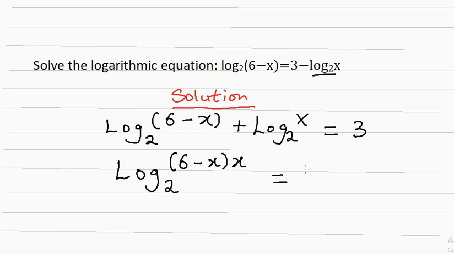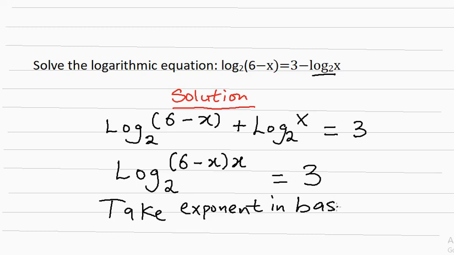Is equal to 3. So in this case, I know very well that there is no log on both sides for me to be able to eliminate the log. So the only way to eliminate the log is to take the exponent. If you want to eliminate log, use exponent. Take exponent, and the base you are going to use, I'm going to use base 2 since the log is having base 2. So I will take the exponent in base 2 of both sides.